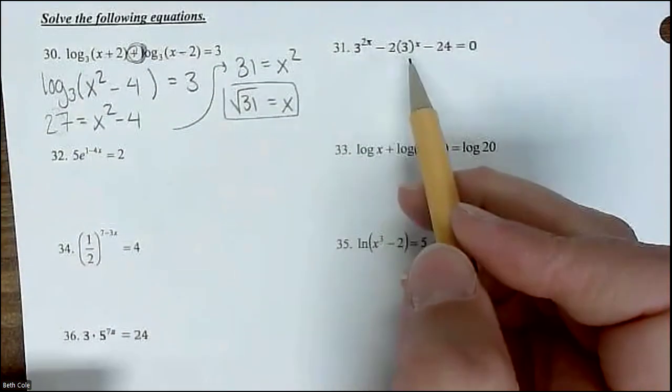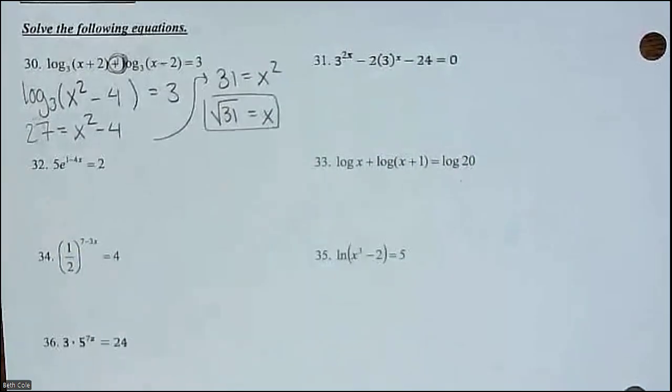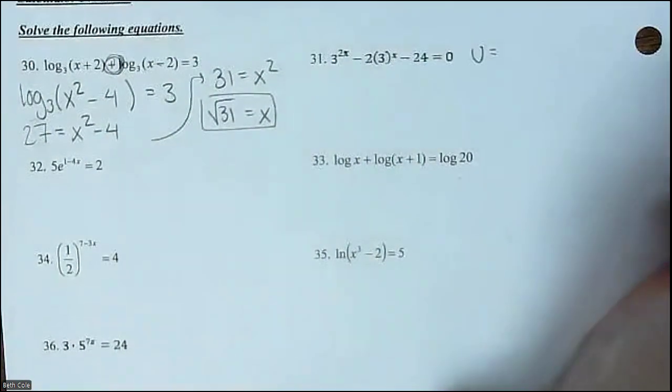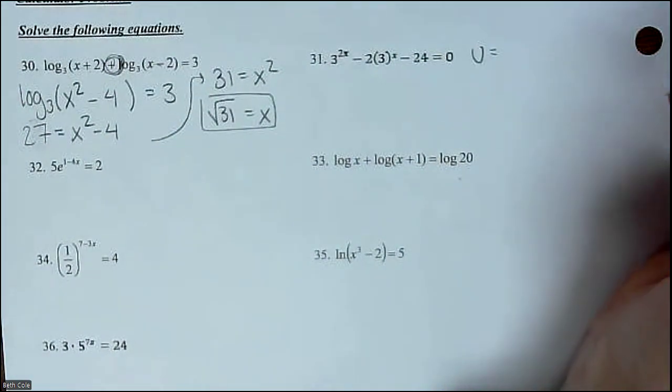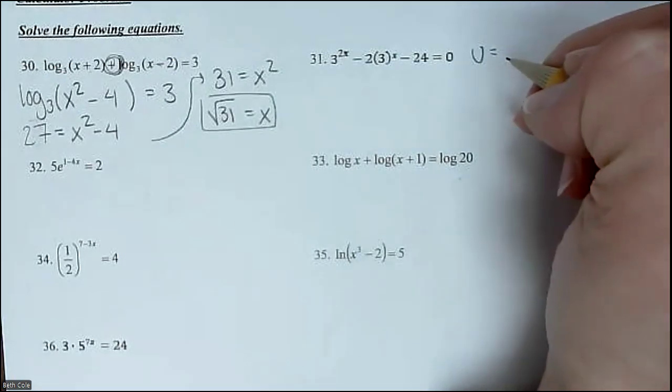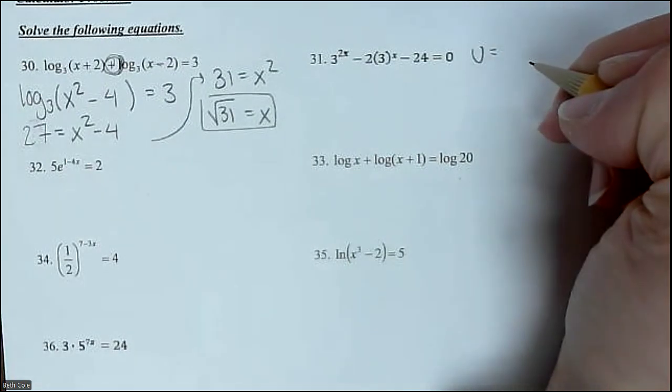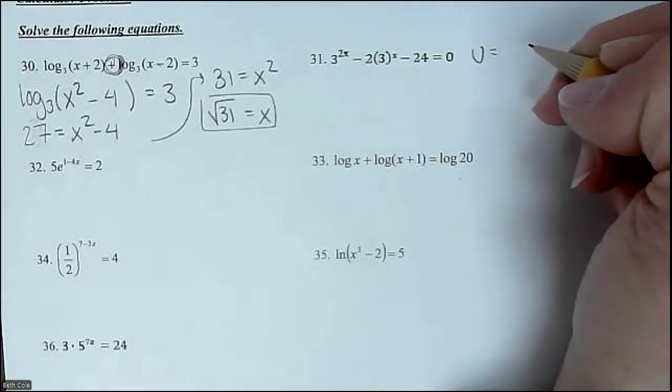This one looks super complicated. I'm just going to throw the question out there and see what I get. Does anyone remember what we did for ones that look like this? What's that? Well, they do both have a base of 3. You need to substitute out something. What's that? Yeah, it's u substitution is what it's called.